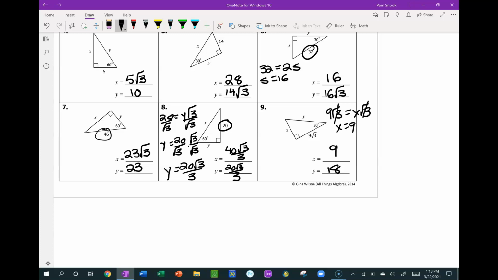So I do have a nice easy way to help you remember the rule for the 30, 60, 90. And that is, think back to the Jackson 5.